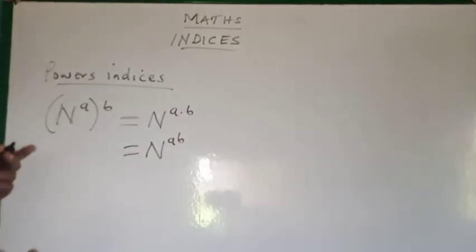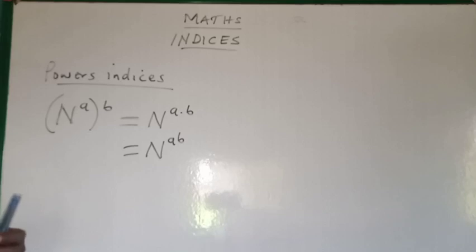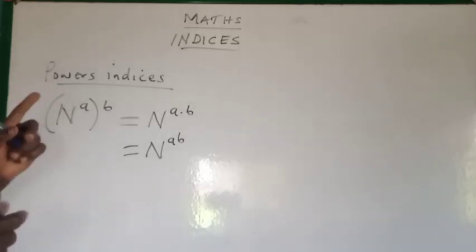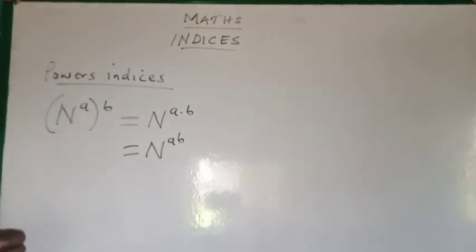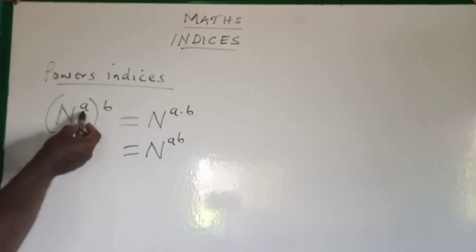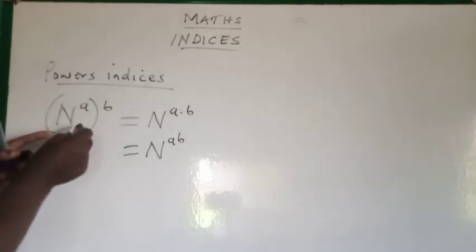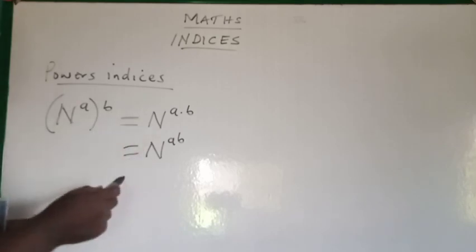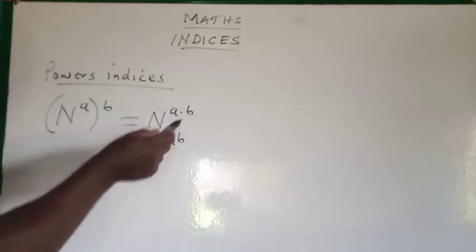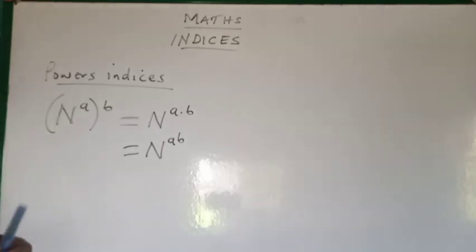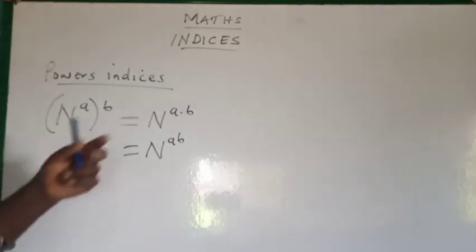Okay, let's go over this again. One of the laws of indices is the power of indices. It says that when a number is raised to a power and the whole of it is raised to another power, the result is equal to the number raised to the product of the two powers. That is what the law says, and that is what we have there.